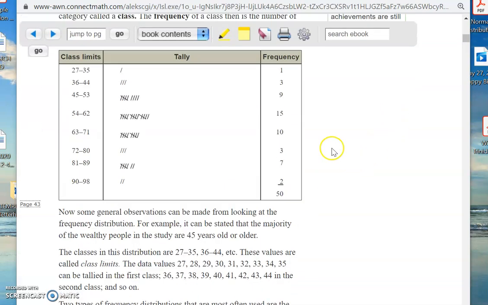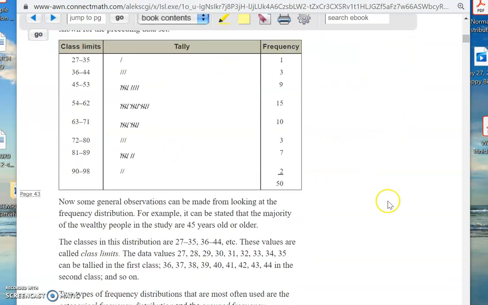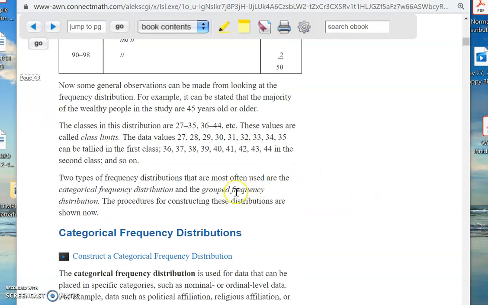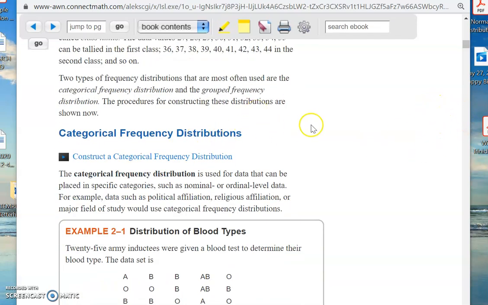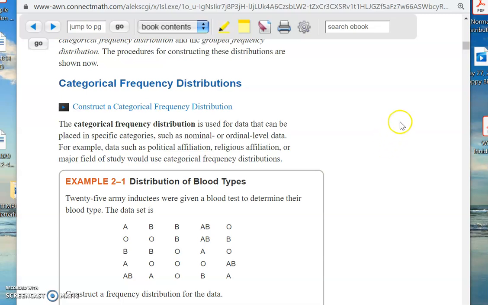All right, so now we call these the class limits. Class limits are the classes or the categories or the sets that we're using, okay? So now the most common ways we do this are a categorical frequency distribution and the grouped frequency distribution. And we're going to talk about this here in just one second, all right?